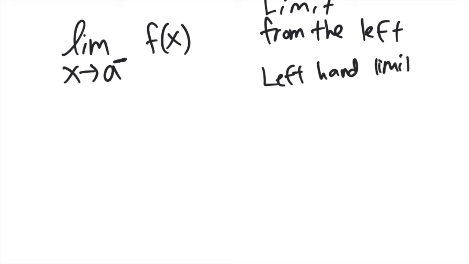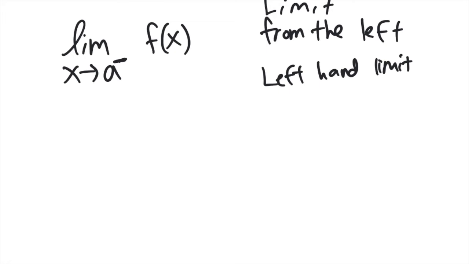It doesn't necessarily mean that a is negative, by the way. It just means that we're approaching a from the left. So think about your number line. This is why visualizing a number line is really helpful, because always the numbers that are negative are further to the left. So the left-hand limit has this little negative on it.